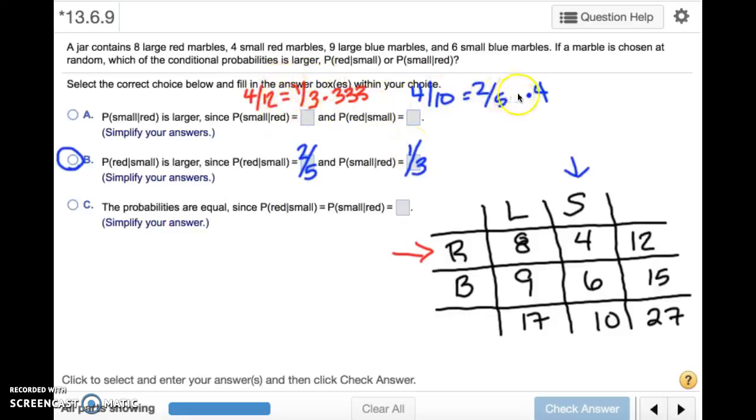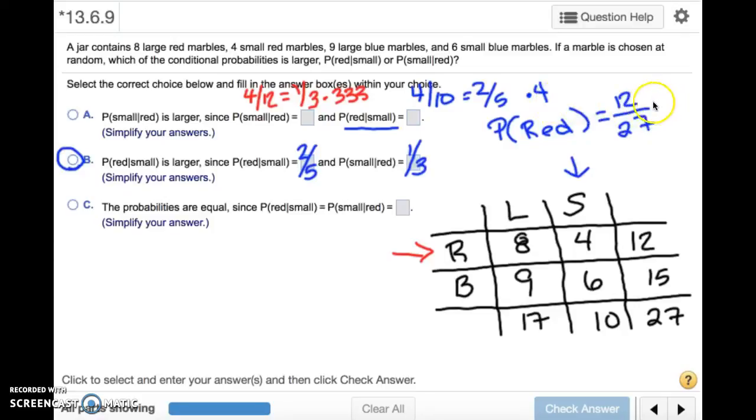Now, I said we are not checking to see if these two are equal to see if we have independence. For independence, what we would need to do, and let's just use this one, probability of red given that it's small, and we would have to compare that to the probability that it's red. And the probability that it's red, I take my total red, which are 12, out of my total marbles, which are 27. And I just want to compare them.